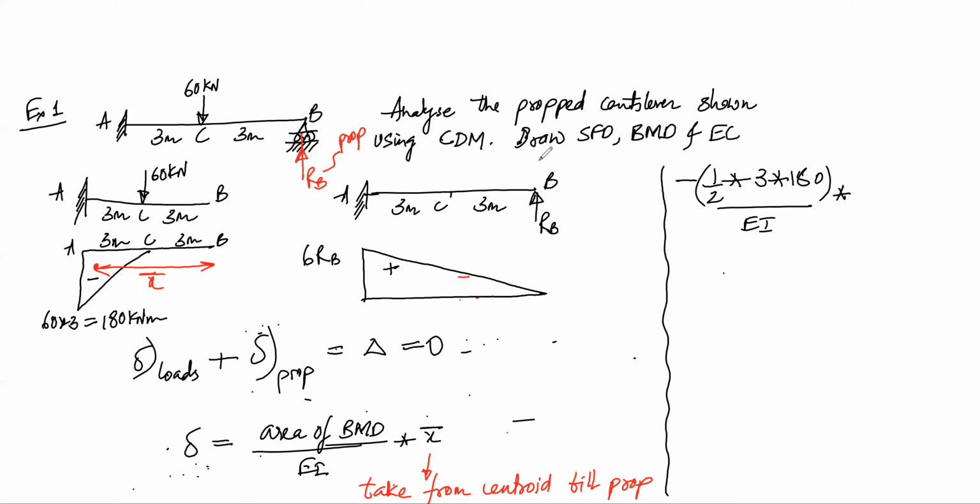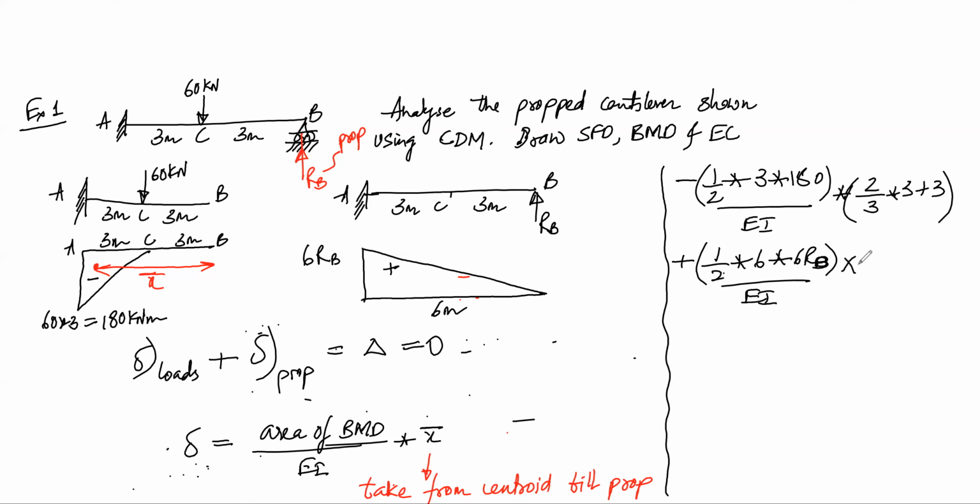So the X bar will be 2/3 of 3 plus 3 meters. This is for the first BMD. And the second BMD is a sagging BMD. So you can write it as plus area of BMD is half, base is 6 meters, height is 6 times RB, 6 RB divided by EI multiplied by the centroidal distance.